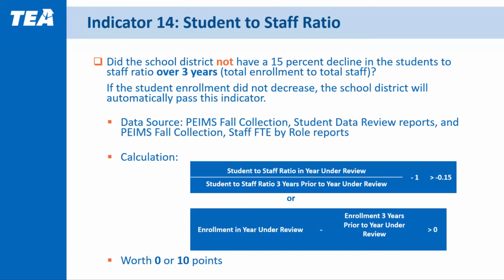Indicator 14, this is still one that you're familiar with, and this one will be interesting to look at over the next couple of years. We're comparing a decline in the number of students to staff over 3 years, so your total enrollment to total staff. If your enrollment didn't decrease, then you'll pass this indicator, and then you can see the formulas down at the bottom.